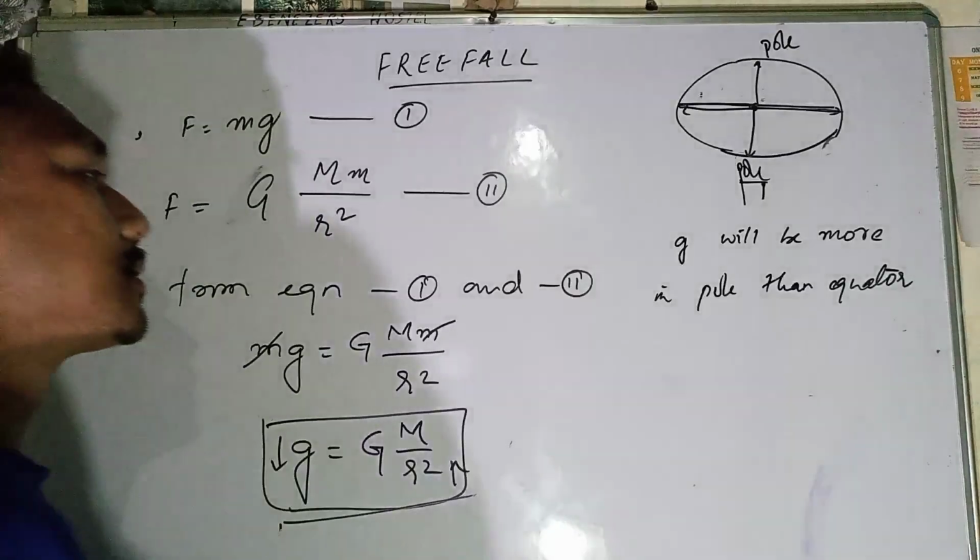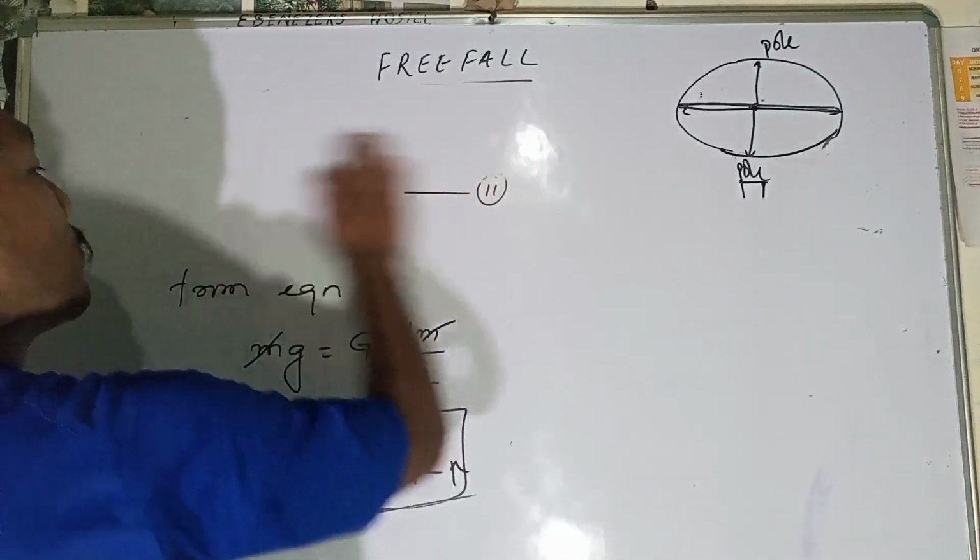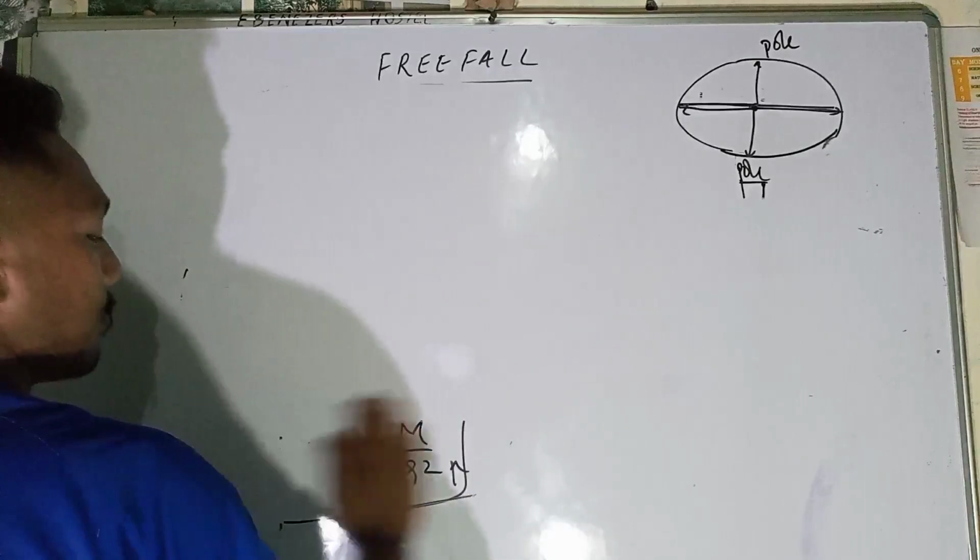6.673 into 10 to the power minus 11. Okay, so we know that. Let's try to find out the values of the G.